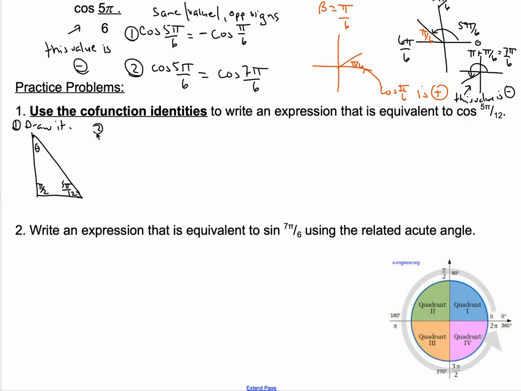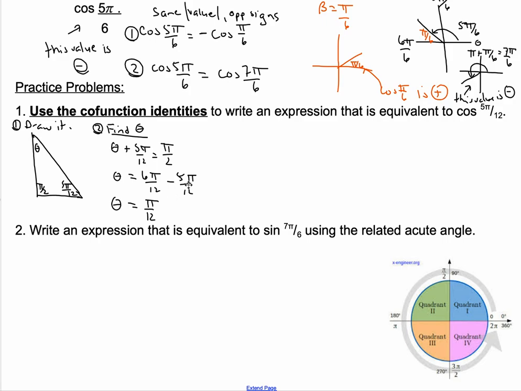The second thing we're going to do is find theta. So we know that these two things add up to pi over 2. Okay, so here's what I know. I know that theta plus 5 pi over 12 is going to equal pi over 2. Okay, so to get theta, I'm going to write this with a 12 as a denominator. So I'm going to have 6 pi over 12 minus 5 pi over 12. And that's going to give me pi over 12 as my measure for theta.